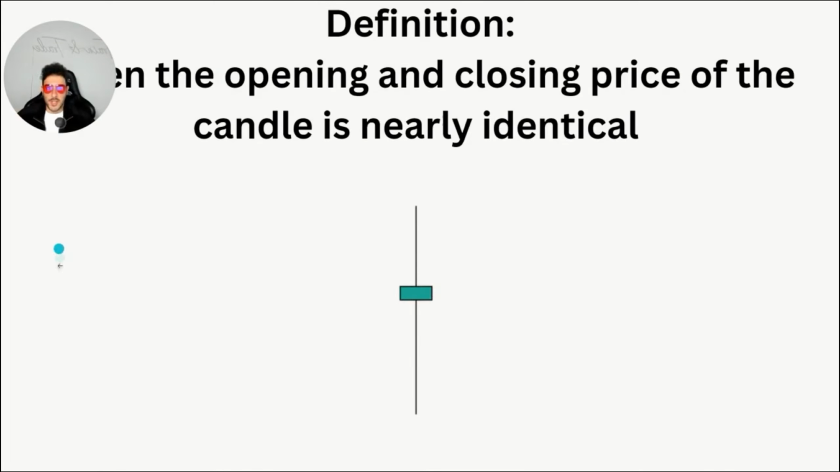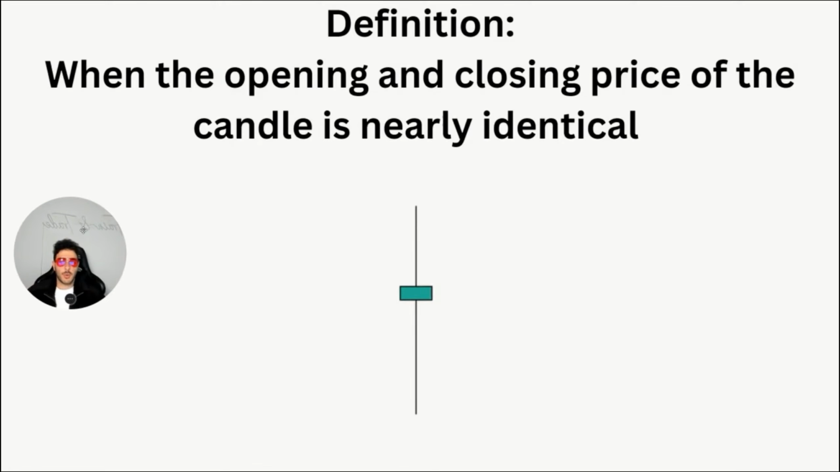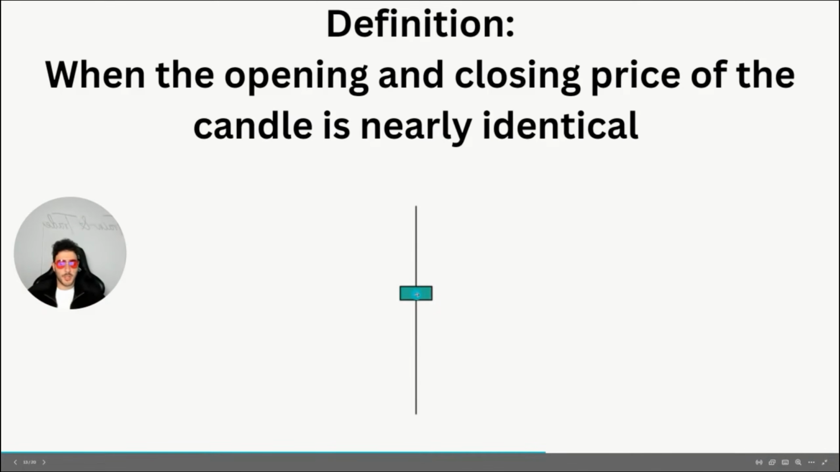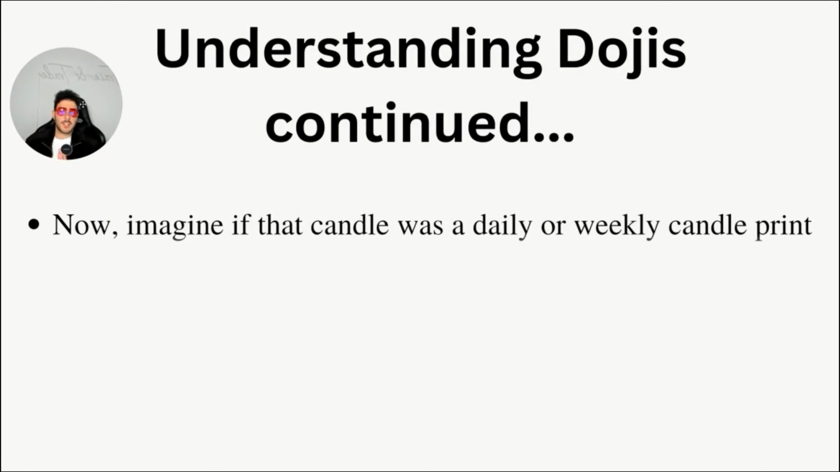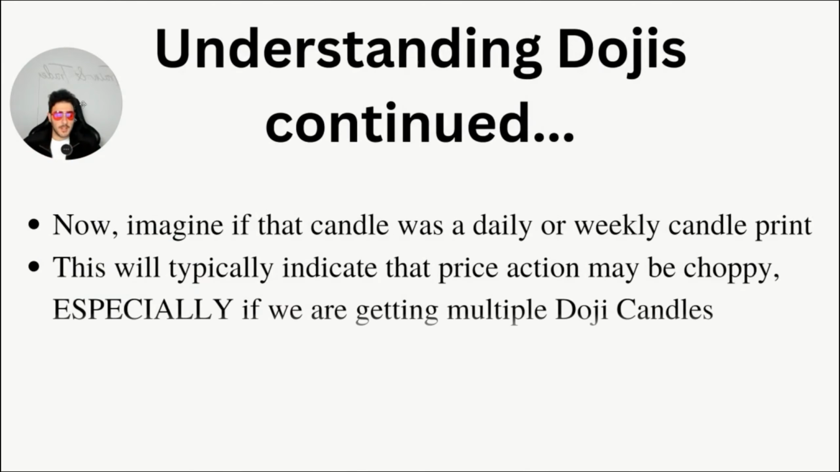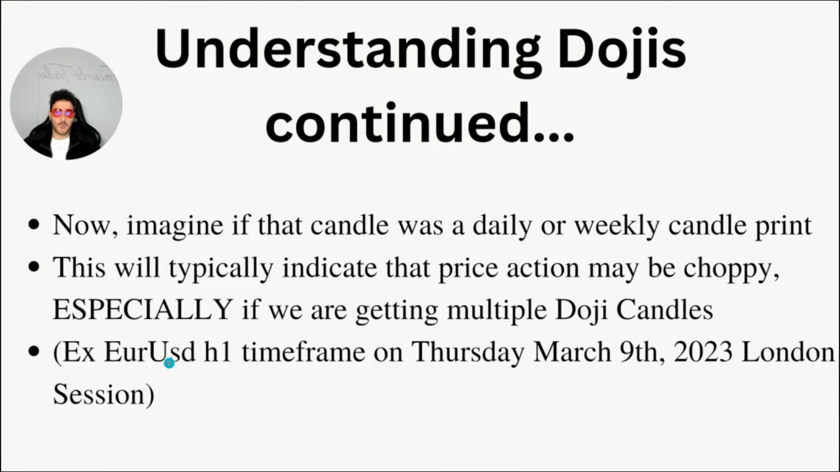So let's go over the definition. A doji is when the opening and the closing price of the candle is nearly identical, as in this example. Price wicks up, wicks down, and then we close near the opening price. So can you imagine if that candle was a daily or weekly candle print? This will typically indicate that price action may be choppy, especially if we are getting multiple doji candles. Now, we're going to reference this example on EUR/USD on the 1-hour time frame, which occurred on Thursday, March 9th, 2023 during the London session.